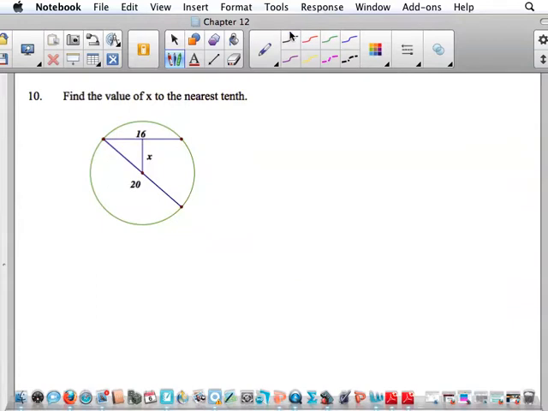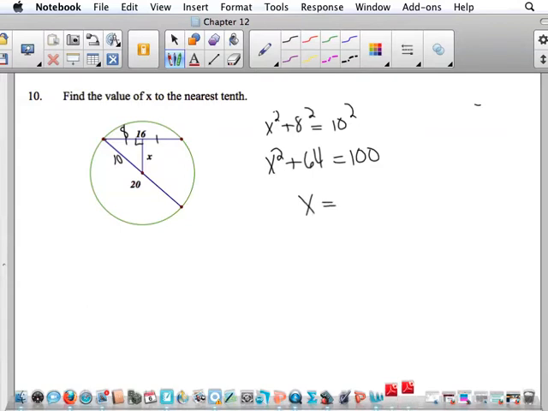Number 10, again, I'm going to make that a perpendicular, so it bisects that chord, so that is 8. This is a diameter, so therefore half of that would be a radius, which is 10. So I have this right triangle, x squared plus 8 squared equals 10 squared. So x squared plus 64 equals 100. X equals the square root of 36, which is 6.